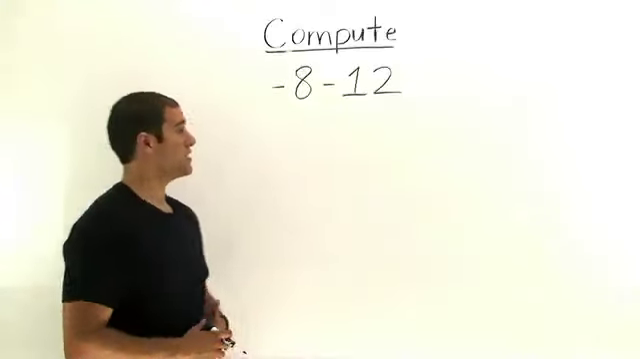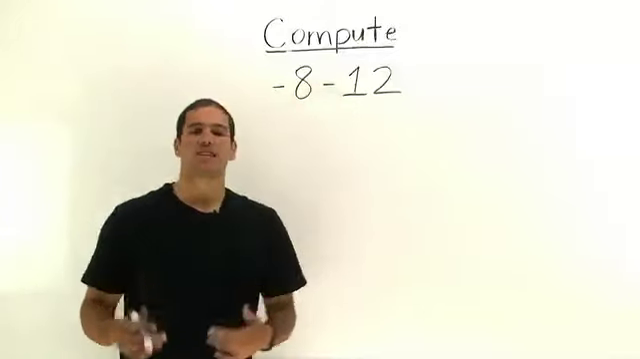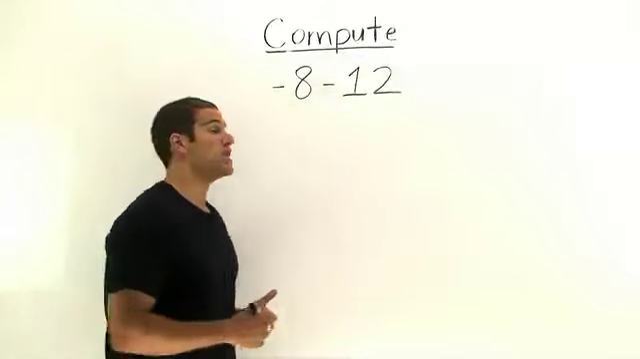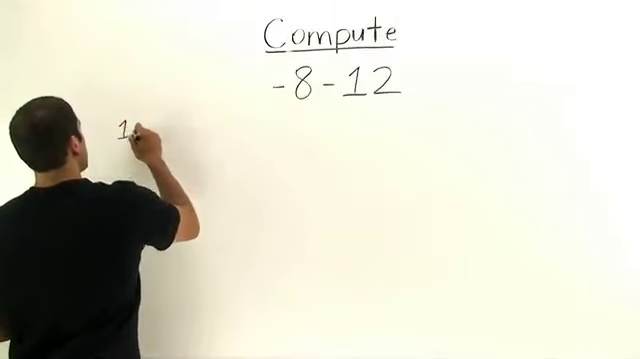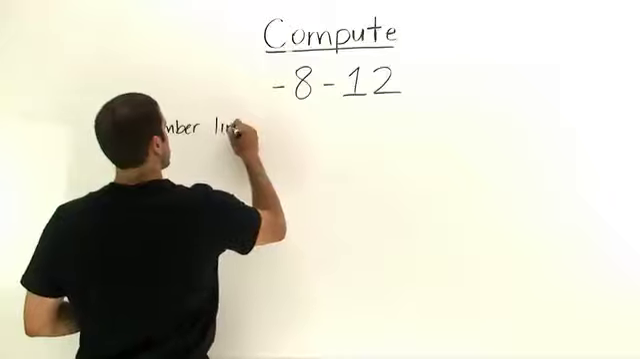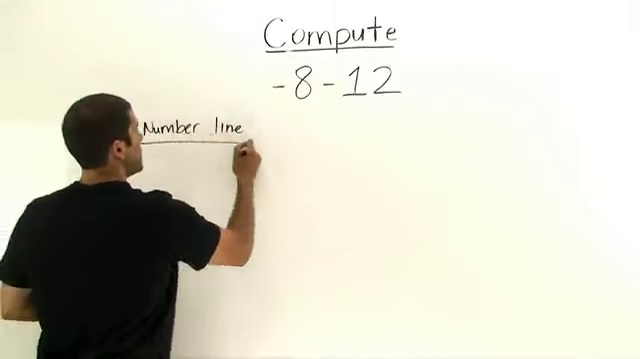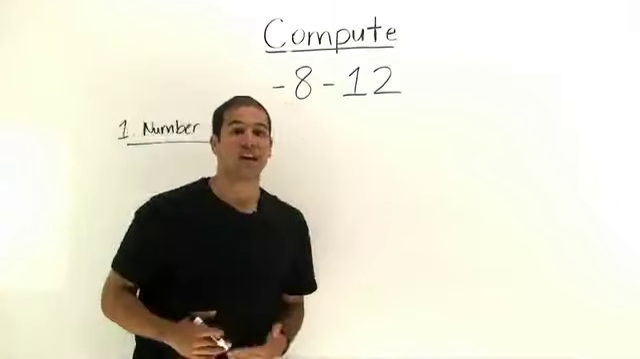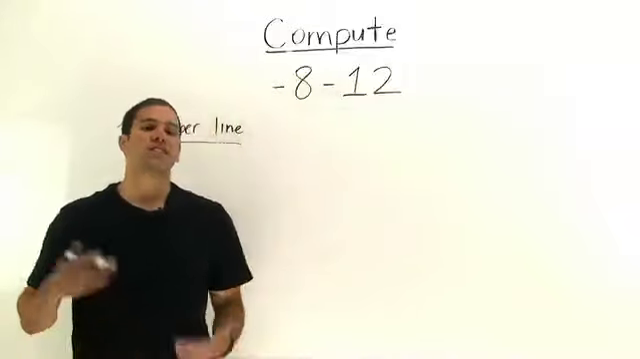Let's compute the value of the expression -8 minus 12. Often, when dealing with negative numbers, it helps to use a number line to visualize our answer. So step number 1 in solving this problem is going to be to draw ourselves a number line so we can pinpoint that point -8, and then we can take 12 off of it and see what value we end at.